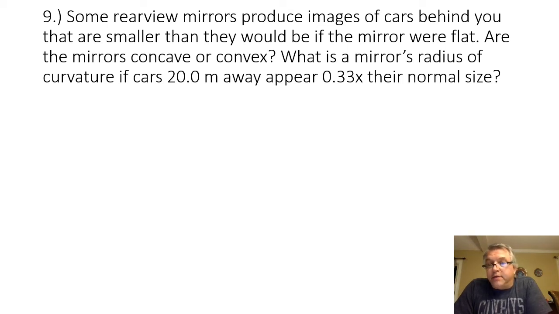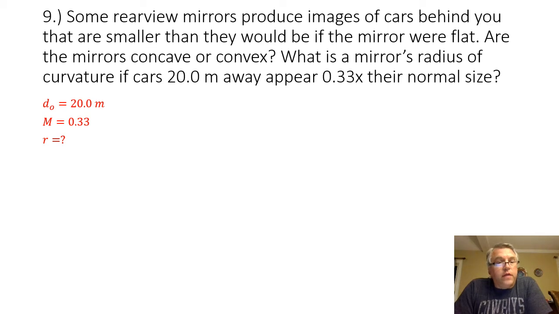All right, this is going to be very similar to the previous two problems. We are given the object distance of 20 meters. Why do I have centimeters on the brain? The object distance is 20 meters. The magnification is 0.33, and we are looking for the radius of curvature.